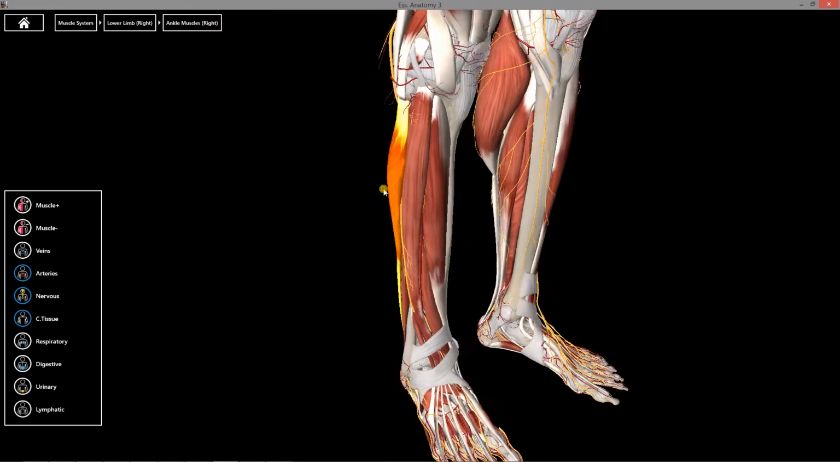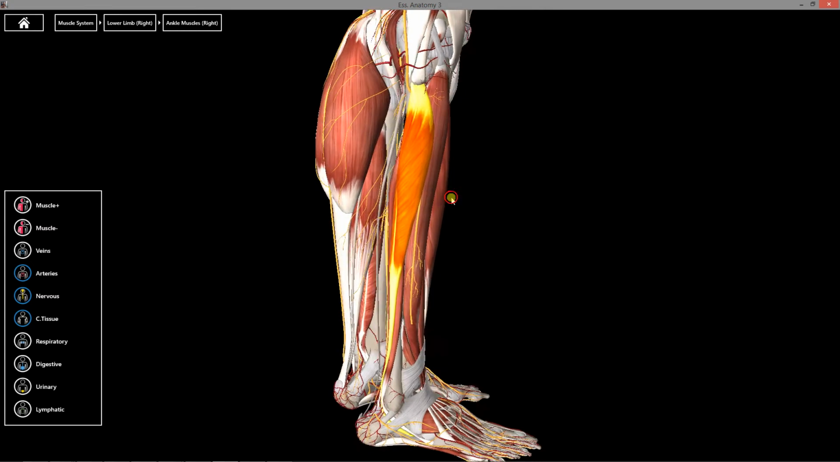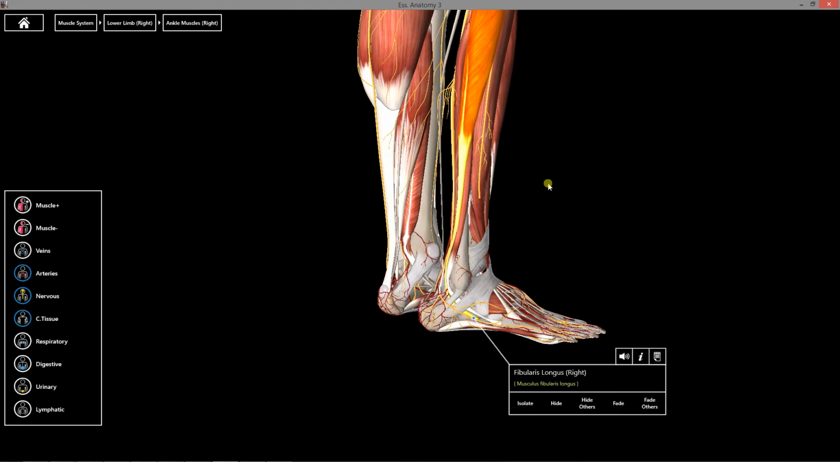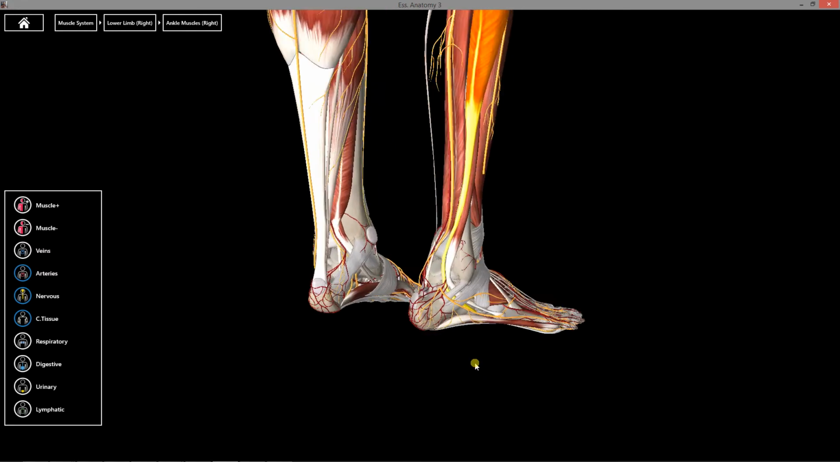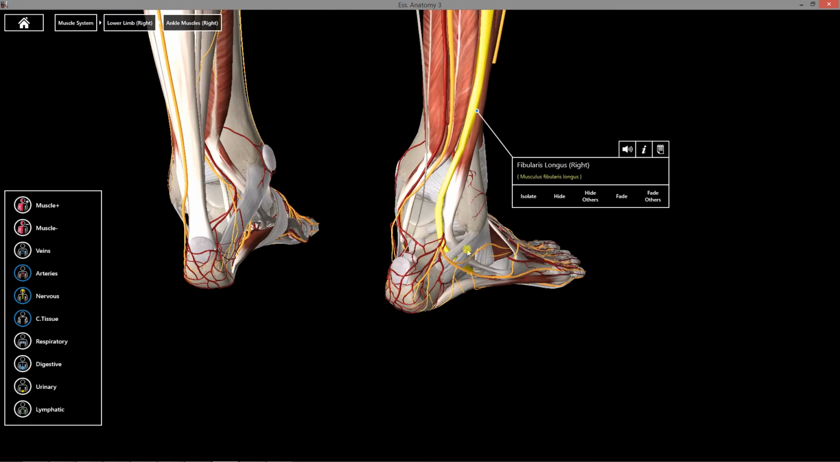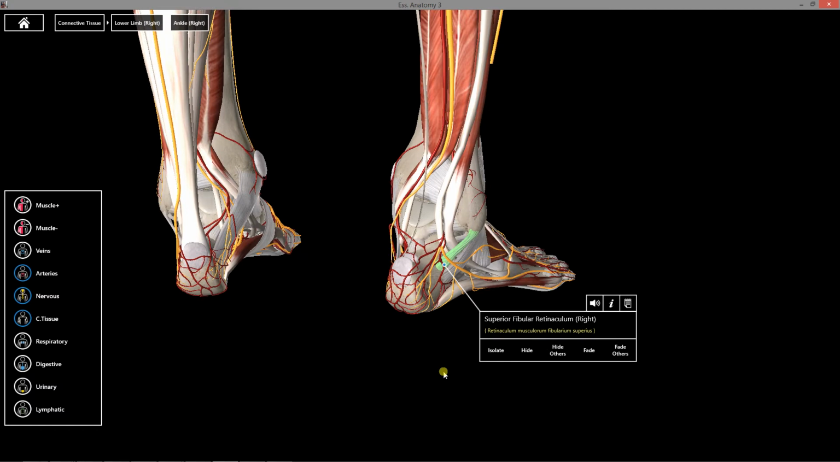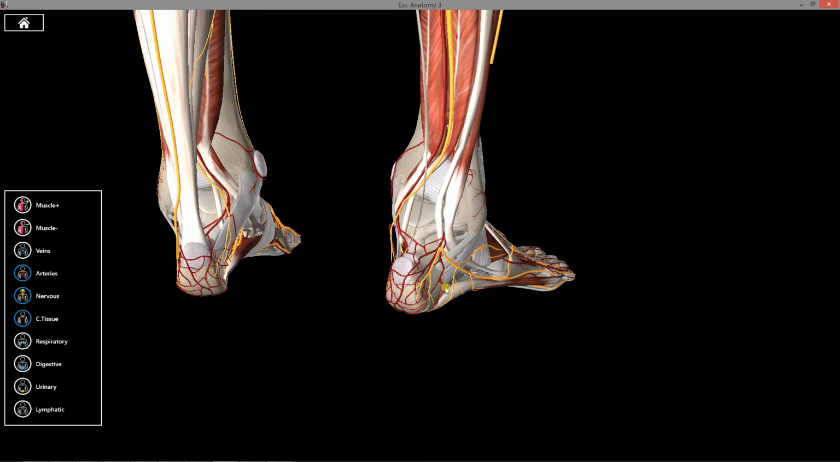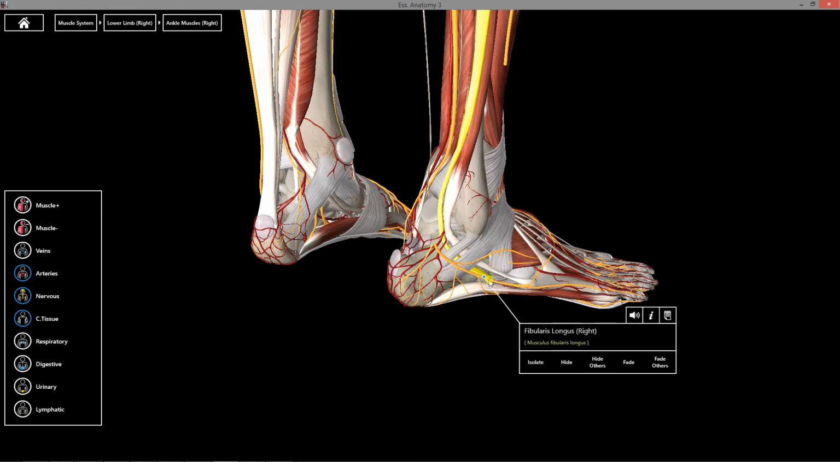So basically, just to give you a front view from the front, lateral side, fibularis longus, and then if we just follow it down, you can see that it turns into a tendon, and then travels medially to the superior fibular reticulum and inserts into the medial aspect of the calcaneus. So here we have the calcaneus, and you can see this insertion point right here.